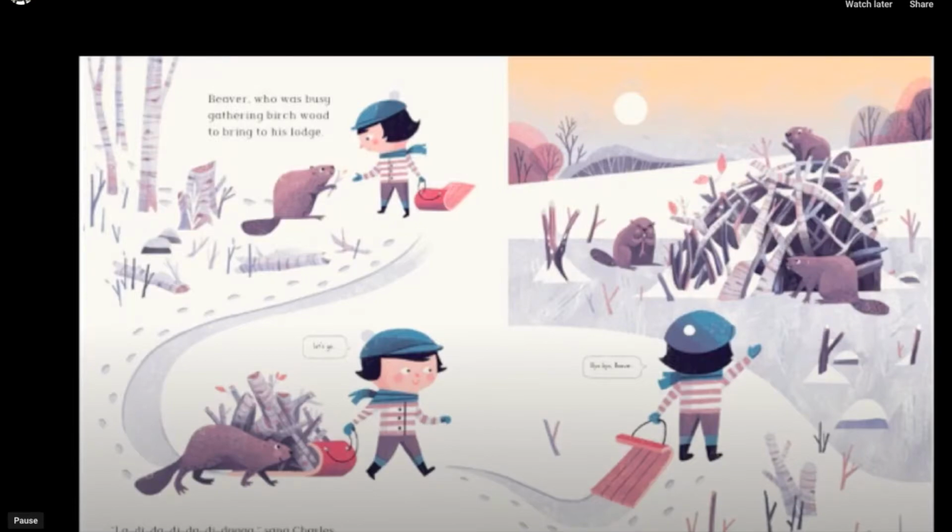La-di-da-di-da-di-da, sang Charles. Wish, said Boggin. Let's go, Beaver.